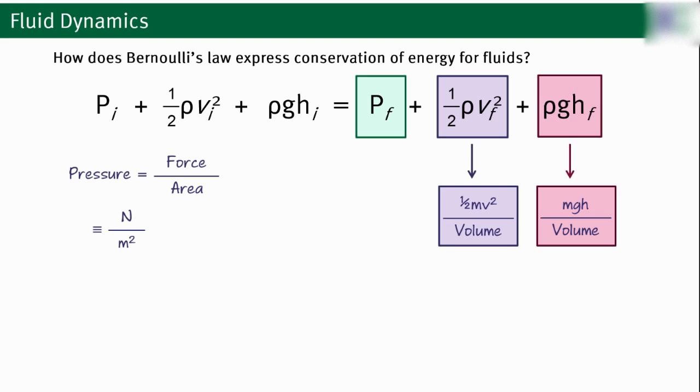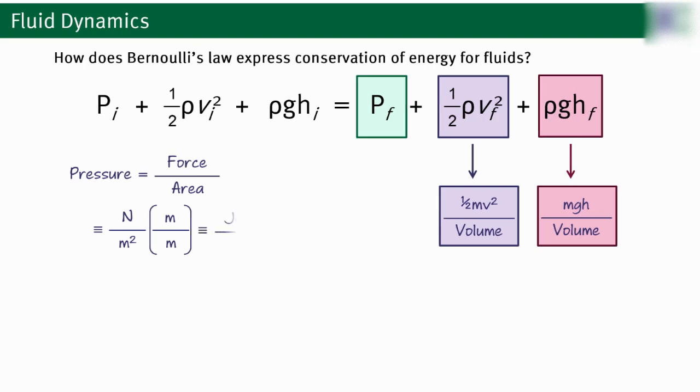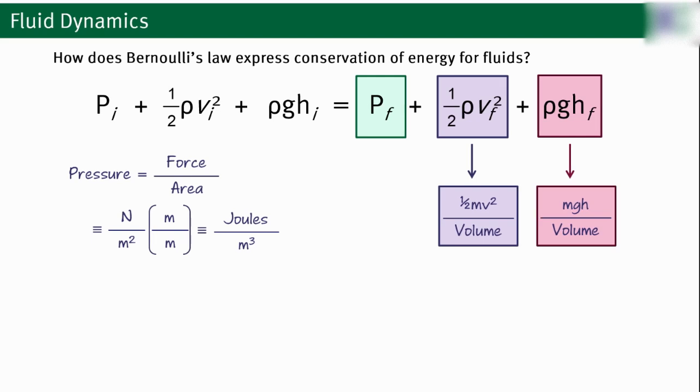I want to do another cool little mathematical trick that's going to give us another way to conceptualize pressure, a way that's actually a lot more useful when we consider Bernoulli's law. Let's multiply those units by meters on top and meters on bottom. Now, we're allowed to do this because meters over meters equals 1, and you can multiply anything by 1. And what that means is we end up with newton meters on top, which are joules, and meters cubed on bottom.